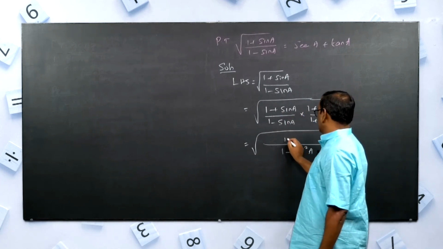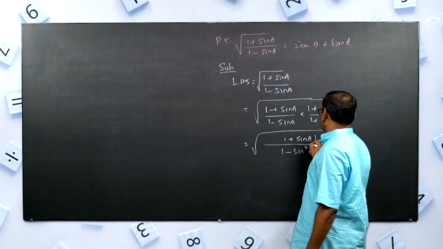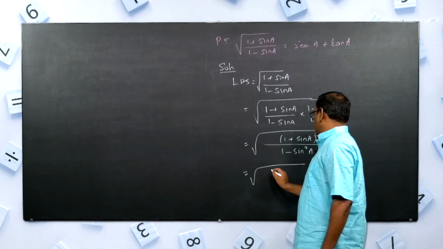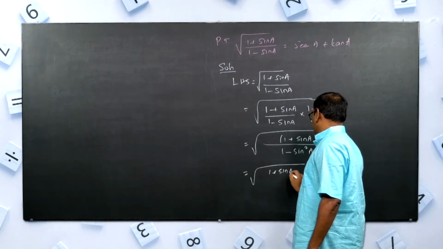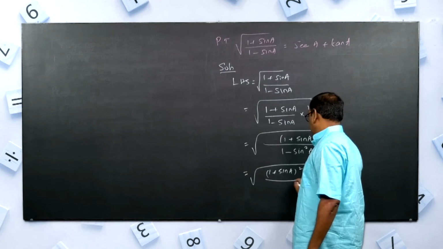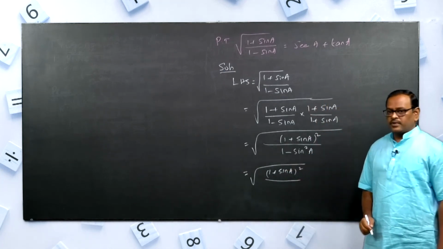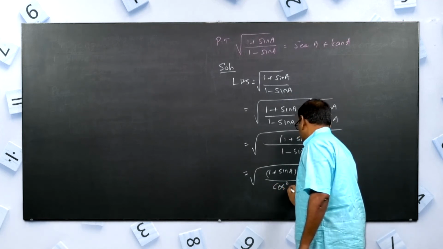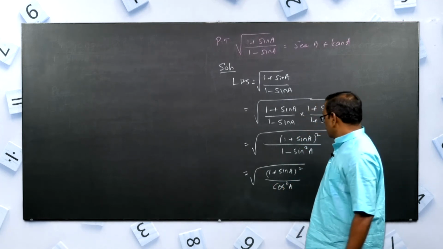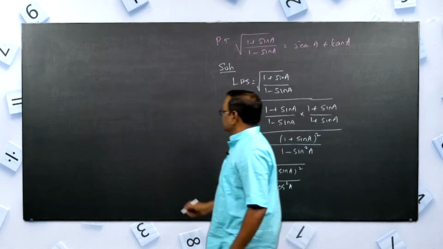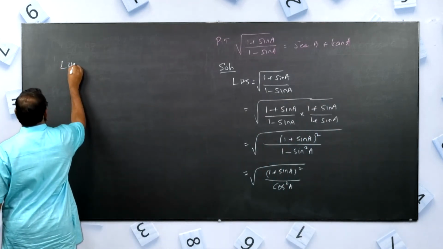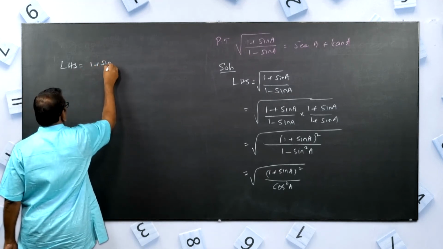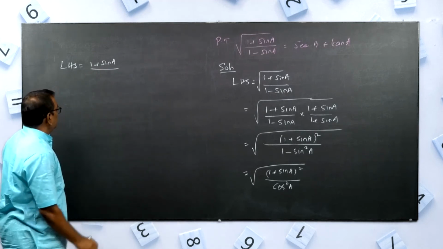1 plus sin A the whole square. This is equal to the square root of (1 plus sin A) the whole square by the first identity, 1 minus sin square A. What is 1 minus sin square A? Yes, it is cos square A. So both are even powers, and hence the LHS is equal to the square root of (1 plus sin A) whole square, which equals 1 plus sin A, and the square root of cos square A equals cos A.